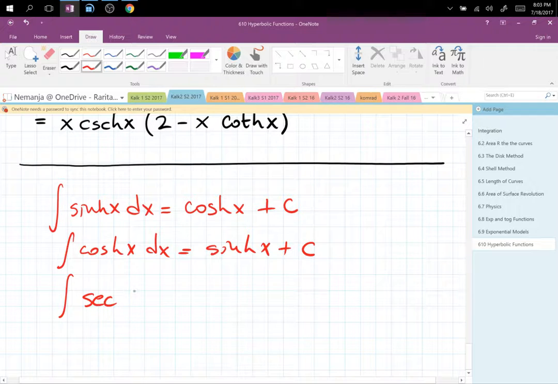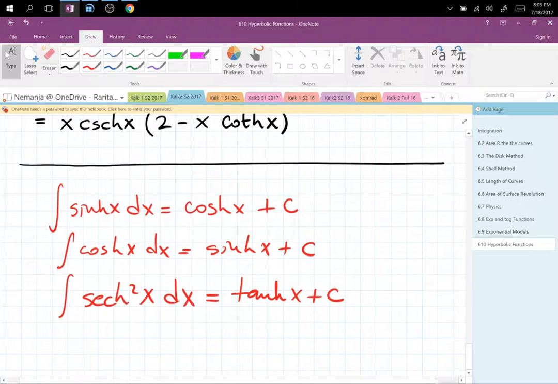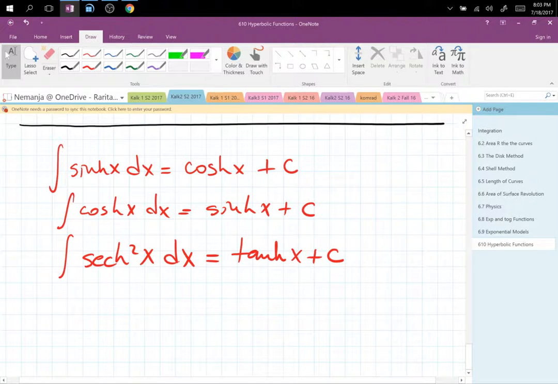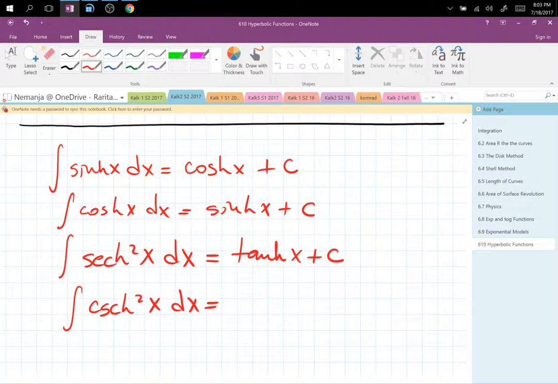So you have secant hyperbolic squared x dx. That's the basic one. And the answer to that one is tangent hyperbolic x plus c. Integral of cosecant hyperbolic squared x dx is cotangent. Close. Negative cotangent hyperbolic x plus c.